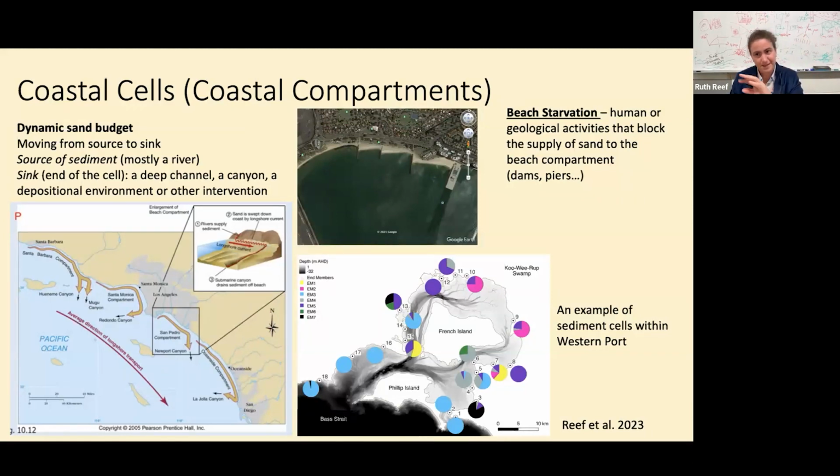Then the sand travels through beaches, and eventually it either hits some sink where all the sand deposits, or it hits a canyon or something that takes the sand down to the deep ocean, never to be seen again. That's the end of that cell. What that means is that if I manipulate a river, like putting a dam on it, or place a groin, a jetty or some other barrier to the flow of sand, I'm going to starve beaches further down. So a lot of the erosion we're seeing is sometimes just to do with the fact that we messed with the sand budget.